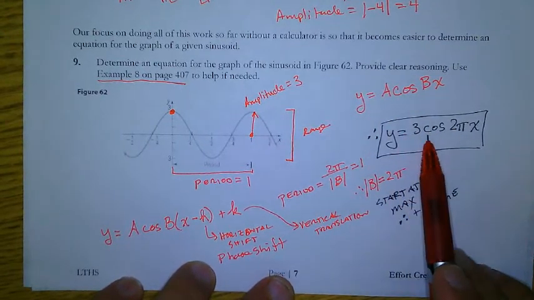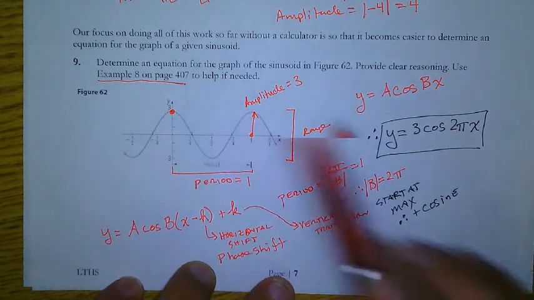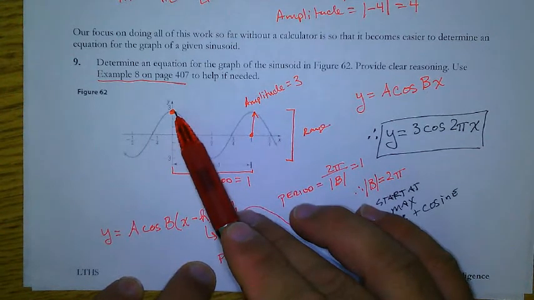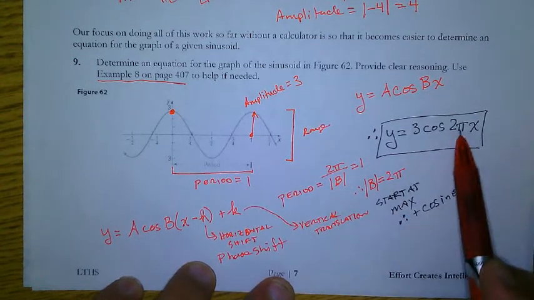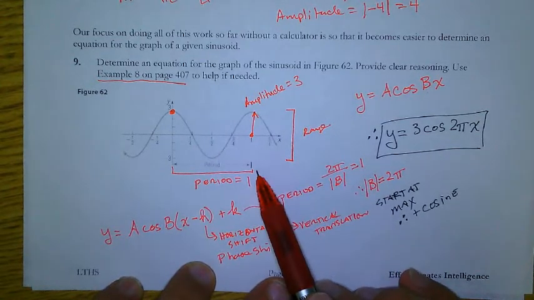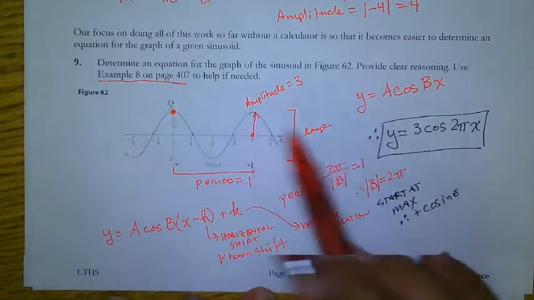If I were to look at this equation, following the reasoning, here is my amplitude, and cosine tells me I started at a maximum. With 2 pi x, well, 2 pi divided by 2 pi is 1. There's my period. There is no vertical translation, and we're not working with a phase shift at this time.